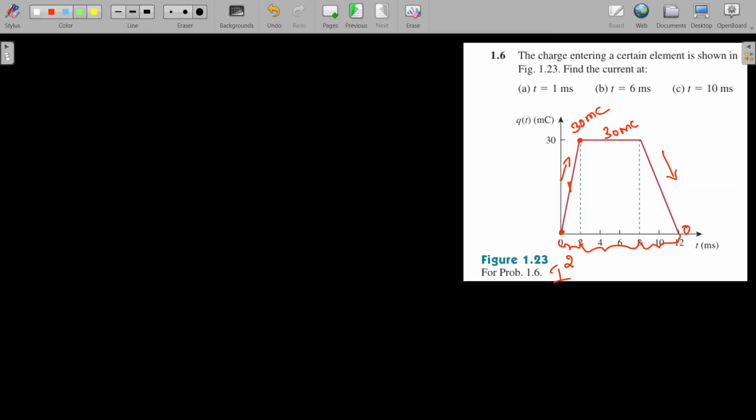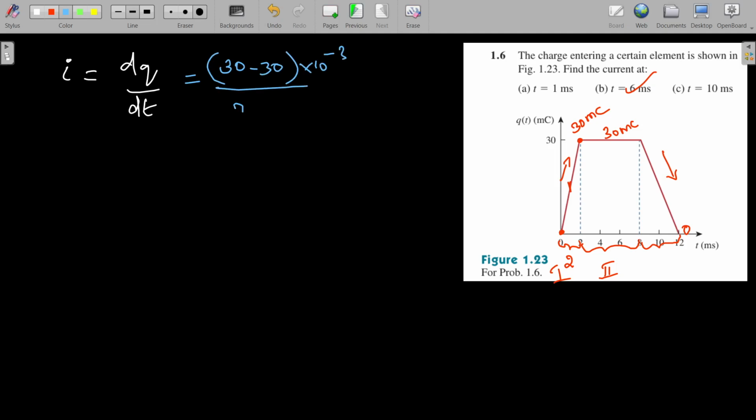Now we go for the second case. The second case is t equal to 6 milliseconds, which lies in the second interval, that is 2 to 8. So again I is equal to dq by dt. What is the change? Q is maintained constant, so it is 30 minus 30 during that period, divided by the time, 8 minus 2, in milliseconds, so it is 10 power minus 3 seconds. Anyhow, this is 0, and 0 divided by anything is 0. So I is equal to 0 amps. This is the second answer.